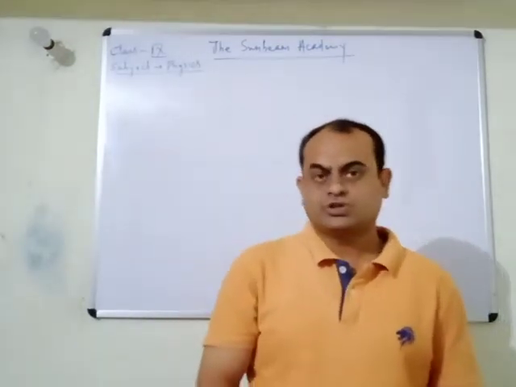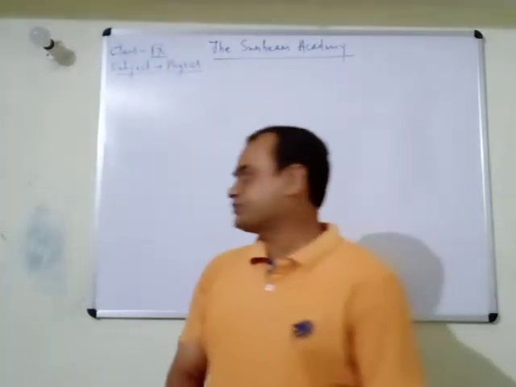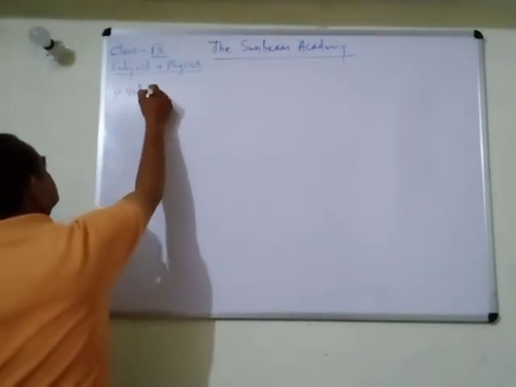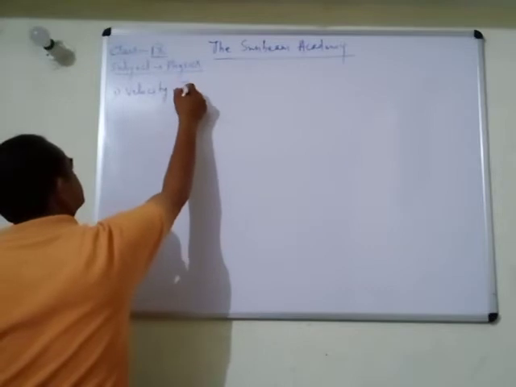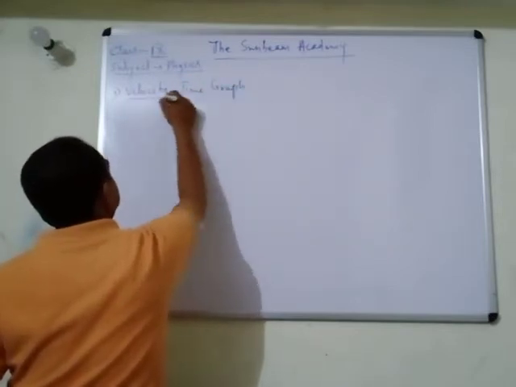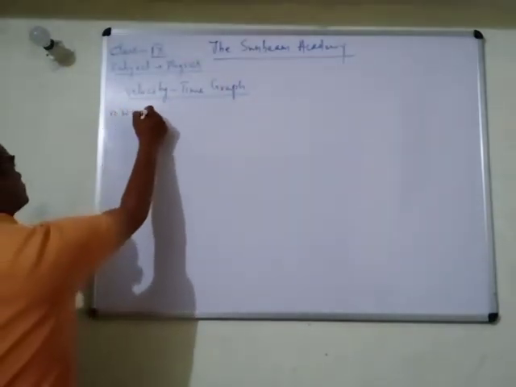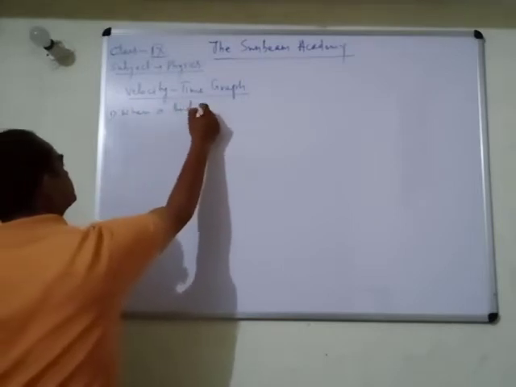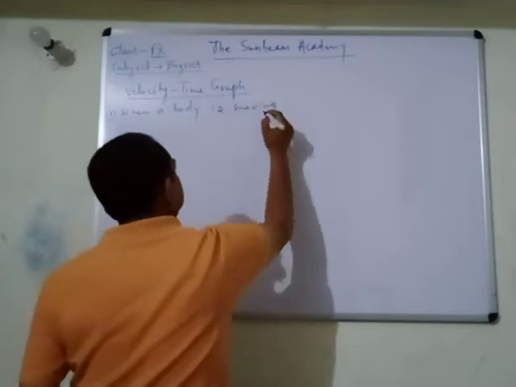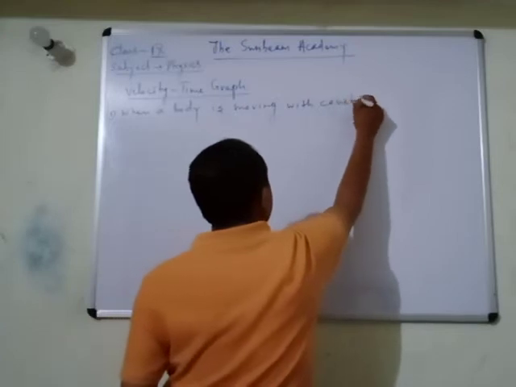Class 9. We are having three types of velocity time graph. First case is when a body is moving with constant velocity.